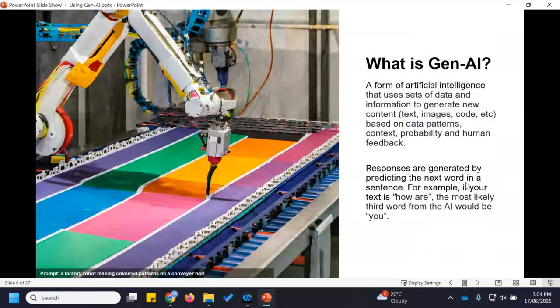But generative AI is a form of artificial intelligence that uses data and information to generate new content. So the other more broad sense of AI, it's not necessarily generating new content, while generative AI does. And its responses, like the recommendations from Netflix and Spotify, they're generated by prediction. So they're trying to predict the next word in a sentence based on the information that it's been trained with. So, for example, if your text is how are, the most likely third word from the AI would be you, because it knows that normally, predictably, we normally say how are you.